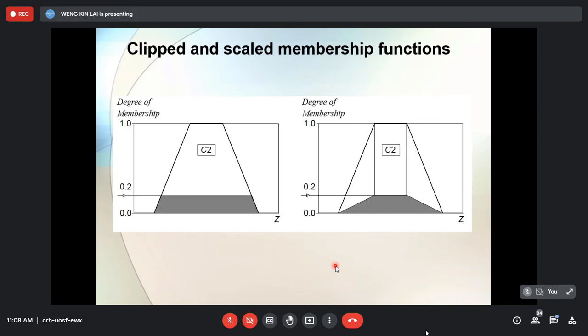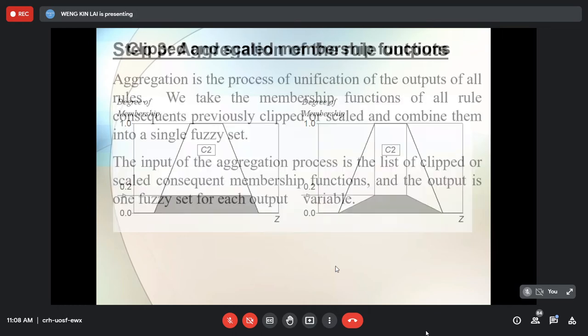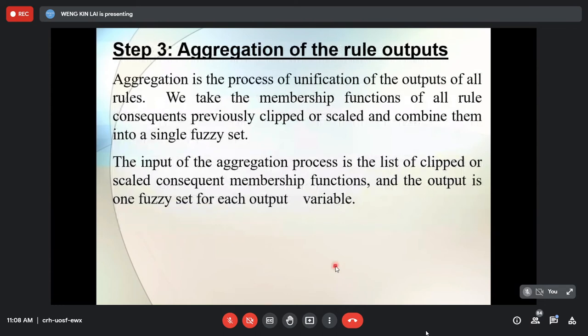Okay, let's continue. After completing your step two, you now will aggregate all the outputs from the three rules, right? So what is the process? Aggregation is the process of unification of all the outputs of all the rules.